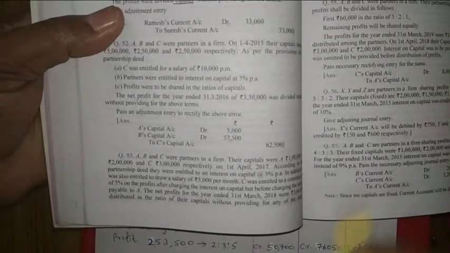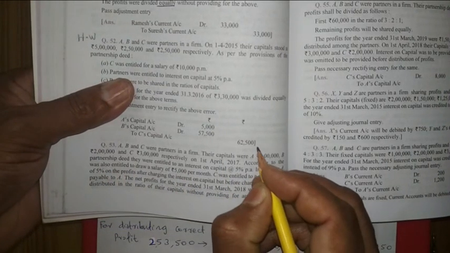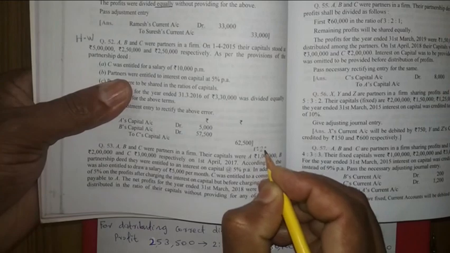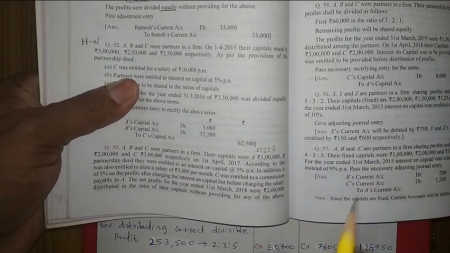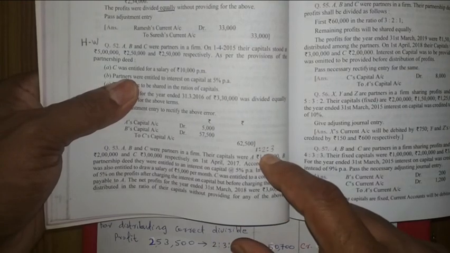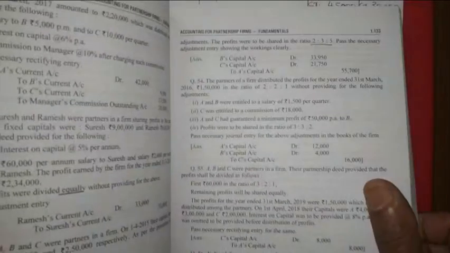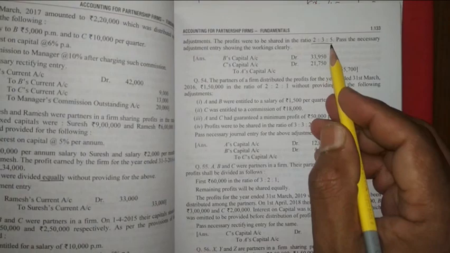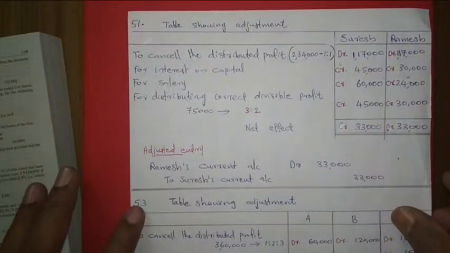And in which ratio did they already distribute the net profit? In the ratio of their capital. So capital is 1 lakh, 2 lakh, 3 lakh, so the ratio of capital will be 1:2:3. In this ratio they have distributed the net profit. So in the first step we have to cancel in this ratio, and after getting the divisible profit, we have to use the 2:3:5 ratio. So question number 53 is the solution. If we understood this 51, this 53 is similar only.